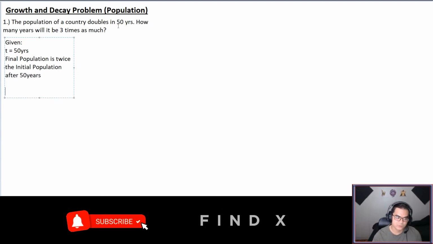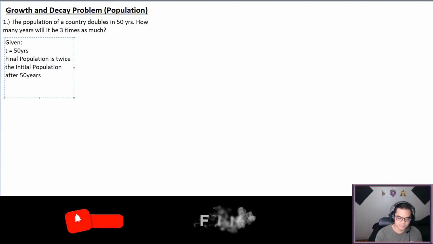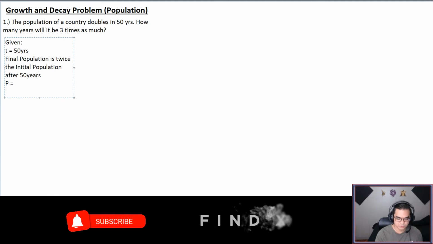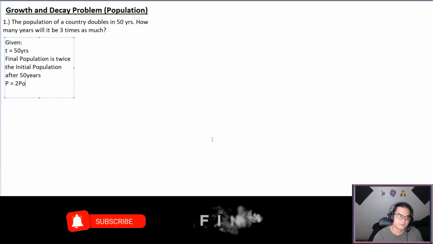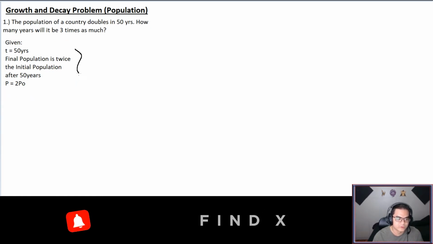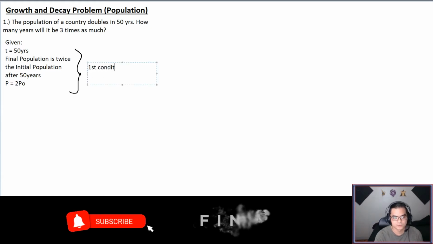Therefore, if you want to make it into an equation, we simply have P equal to 2Po. So you have to multiply the initial amount by 2 to get the final amount. So this is your first condition. Now we have the second condition.